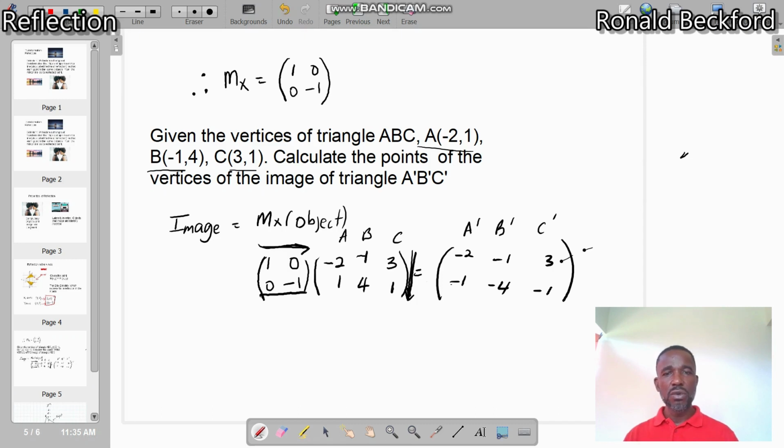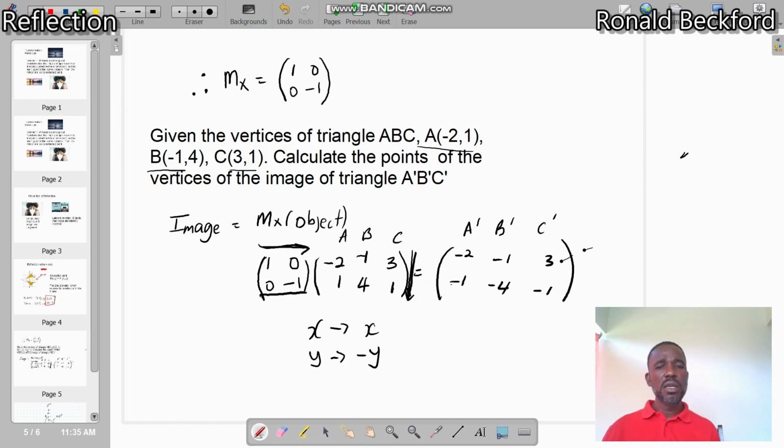And basically, if we can just remember that basic concept, that the x value will remain as x, and the y value will go to -y, that is one way that we can use to remember what would happen.